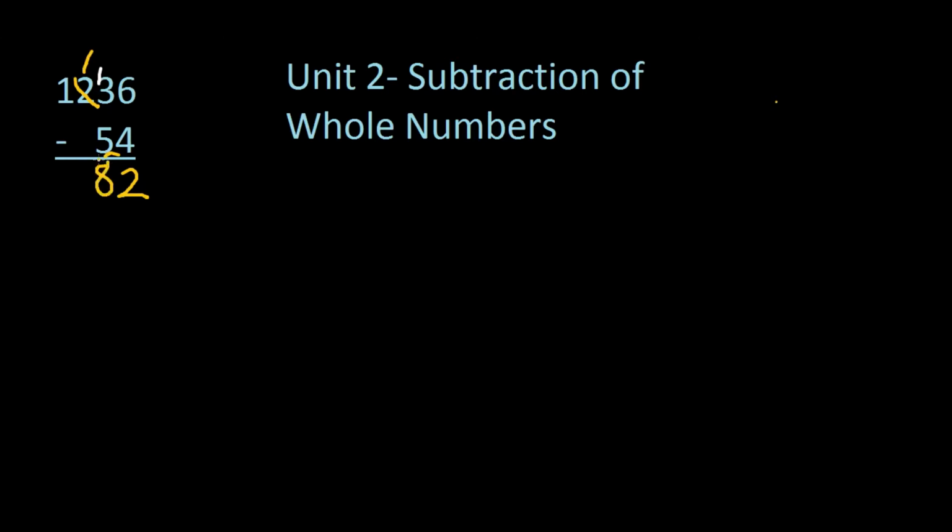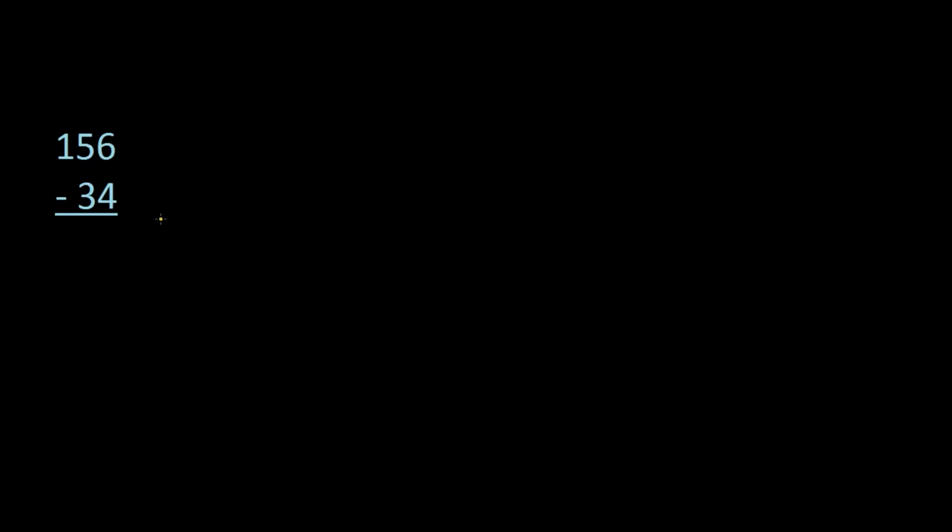So 8. And since there is nothing in front of the 5, we imply that's 0. So 0 from 1 becomes 1. And 0 from 1 again becomes 1. And your number becomes 1,182. Now, if you look, you have some review problems here, and I'm going to go over the first couple of them with you.